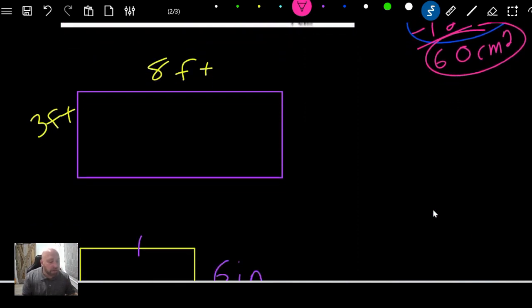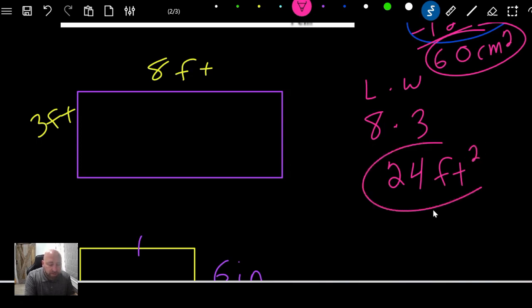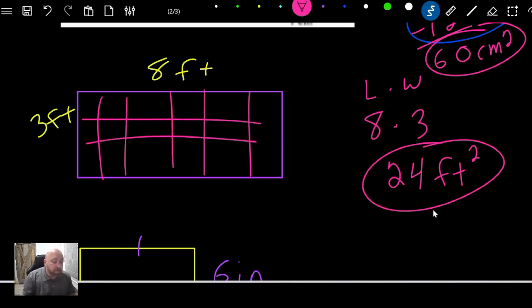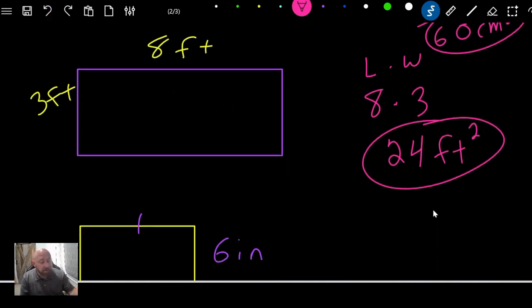All right, here's another one. I have a rectangle here that is 8 foot by 3 foot. So 8 would be the length. So we just say 8 times 3, because remember, it's L times W. So length times width, 8 times 3. And that would be 24. And those are feet. Don't forget that those are feet squared. 24 feet squared would be the answer. So in other words, there's going to be 24 little boxes contained inside of that rectangle.